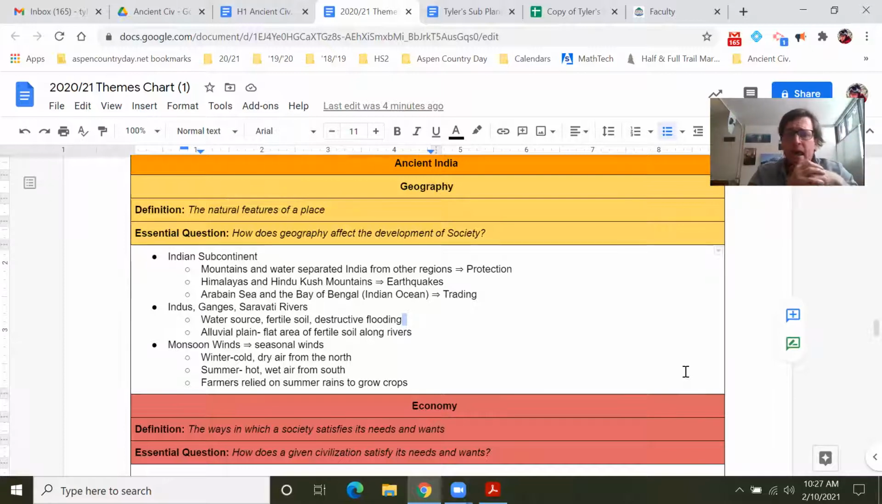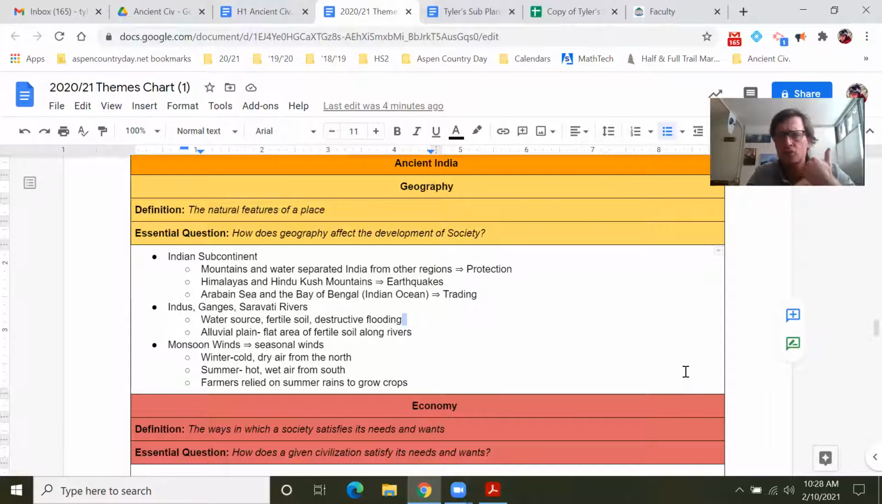I added that with my cool little arrow trick. So the Himalayas and the Hindu Kush mountains were there. They brought some earthquakes, which definitely had an impact on society. The Arabian Sea and the Bay of Bengal, which were part of the Indian Ocean, brought not only protection, but trading as well.